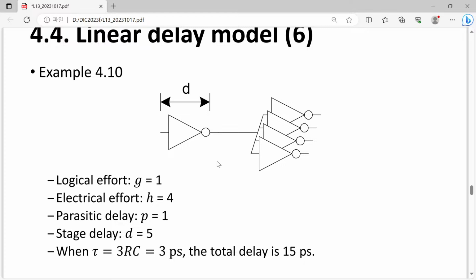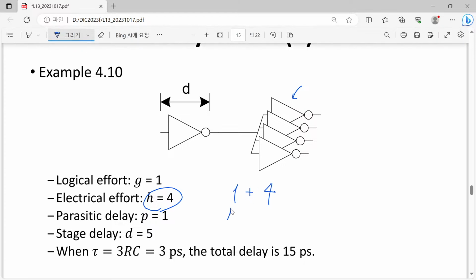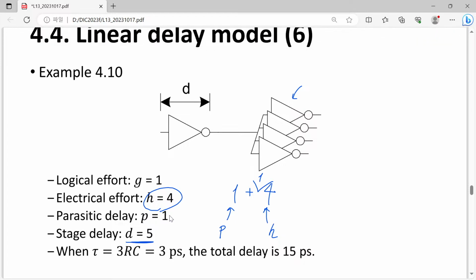Now let's say that we have 4 inverters attached to here. So now we have 4 inverters and we will have 1 plus 4, because this 1 comes from its parasitic delay and 4 comes from our fan out. And you know, logical effort of this inverter is normalized to 1, so that's the reason why we have the delay of 5. Of course, please note that this delay is normalized to 3 times RC.